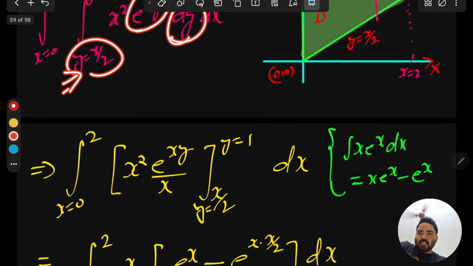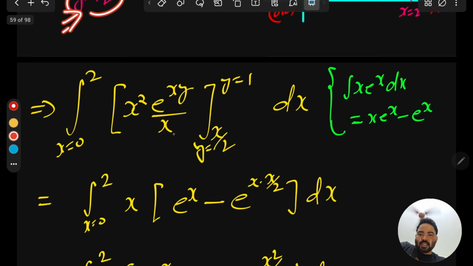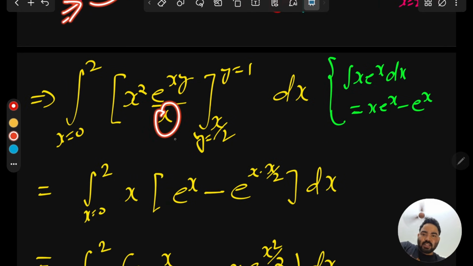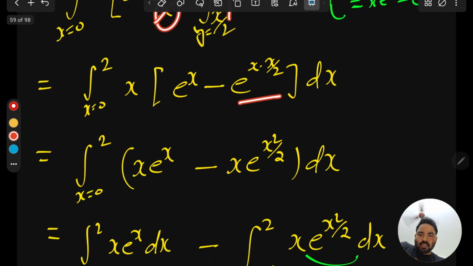So you can easily do it from here. x is a constant, so x square is constant, and e to the power y will become e to the power y, but you have to divide by x. This is point 2 to remember. And after that just put in the y limit. If you put the y limit, you can divide here, and where y is present, put upper limit minus lower limit x by 2, and you will be left with this term.